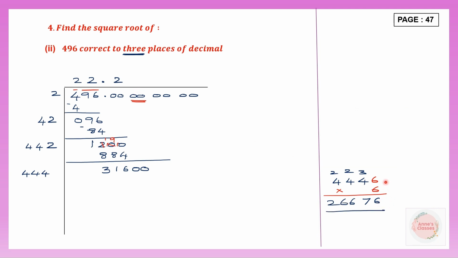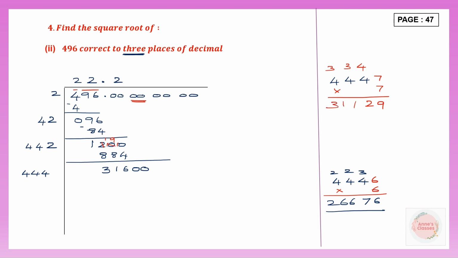Now we can try one more digit. Let's try with 7. So let's try this number 444 and next to that let's put 7 and multiply this by 7 and see what we get. 7 sevens are 49, carry 4. 7 fours are 28 plus 4 is 32, carry 3. 7 fours are 28, 29, 30, 31, carry 3. 7 fours are 28, 29, 30, 31.